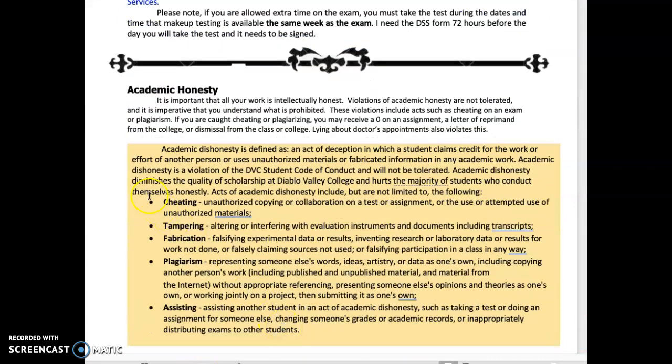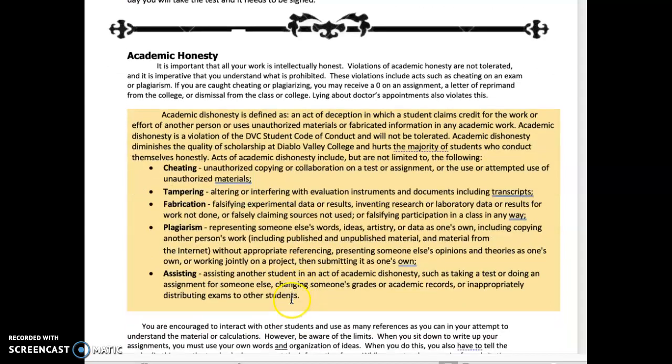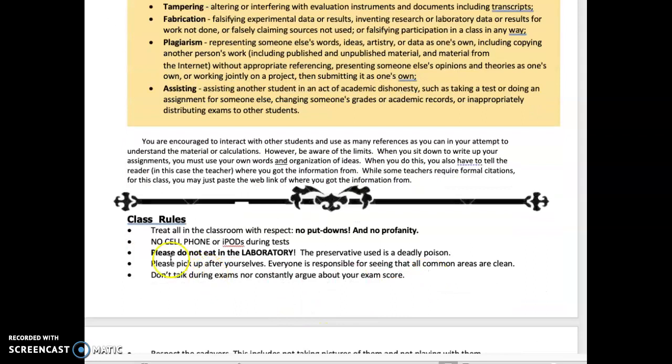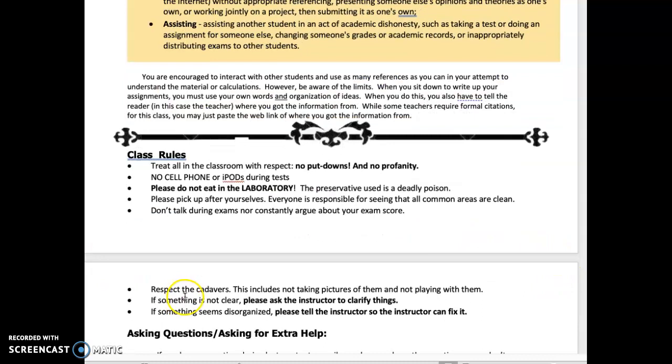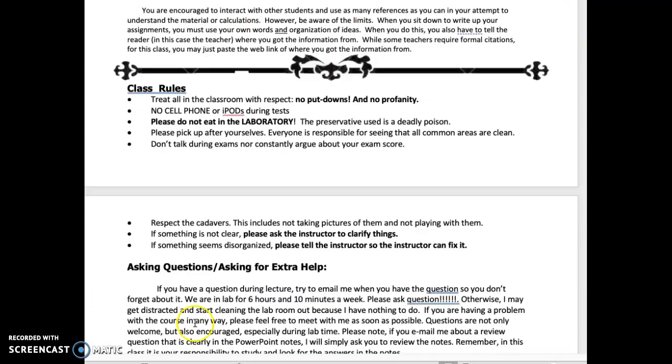Academic honesty: don't cheat, don't tamper, don't fabricate, don't plagiarize. This includes turning in somebody else's lab as your own. Class rules: everyone with respect. No cell phones during tests. Don't eat in the laboratory. It's a deadly toxin that's used as a preserving agent. You need to clean up after yourselves. Everyone is responsible for lab general cleanup. Don't talk during exams. Respect the cadavers. I'm going to go over this when we get to them. If something is not clear, please ask.